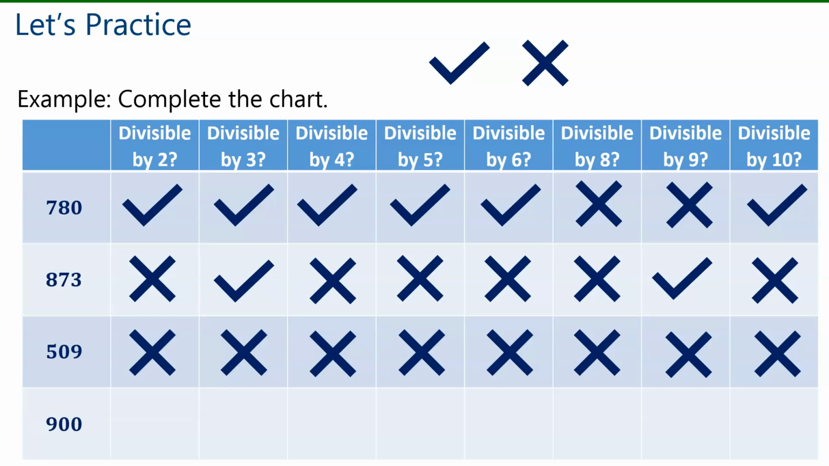Now for 900, that is even, so it's a check mark for 2. Those digits add to 9, so 3 works as well. It's divisible by 4 because the last 2 digits are 0, and 0 divided by 4 is 0. We're able to do that, so yes for 4. It ends in a 0, so we can say it's divisible by 5. We can say it's divisible by 6 because it was divisible by 2 and 3.